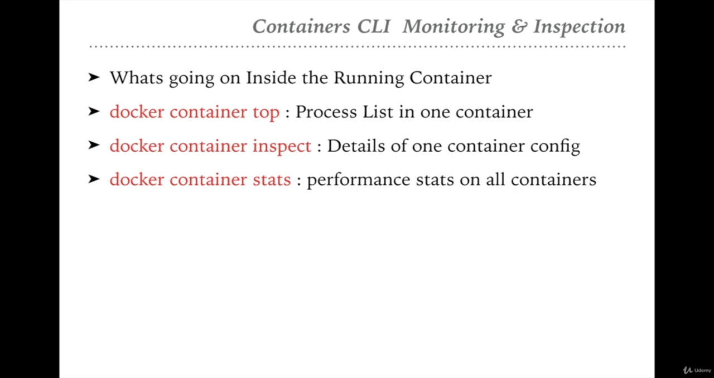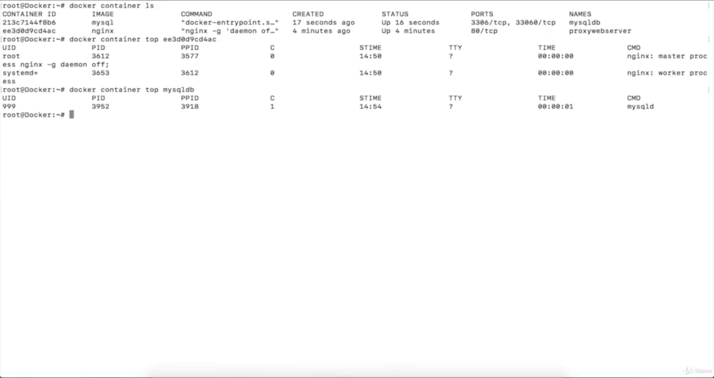Right? So we'll go to our terminal, clear out my terminal, and first I will execute the command docker container inspect. Suppose I want to inspect the running container, which is proxy web server. This is my nginx server. Proxy web server is the name which I just provided to my nginx server.